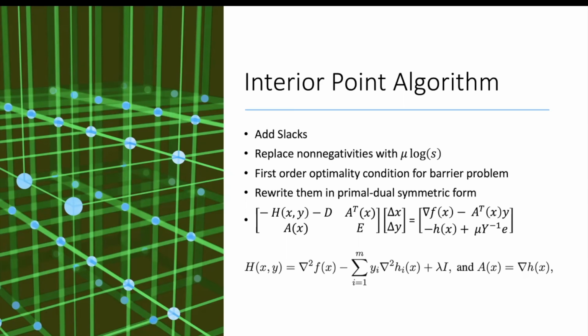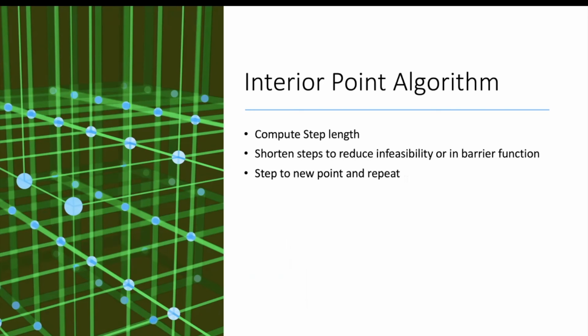This is the only step that requires linear programming for its intuition. Step 5, use Newton's method to derive search directions. The resulting linear system of equations is shown. Here, matrices D and D are diagonal matrices involving slack variables. Step 6, compute the step length that ensures positivity of slack variables. Step 7, shorten the steps further to ensure a reduction in either infeasibility or in the barrier function. Step 8, step to the new point and repeat.